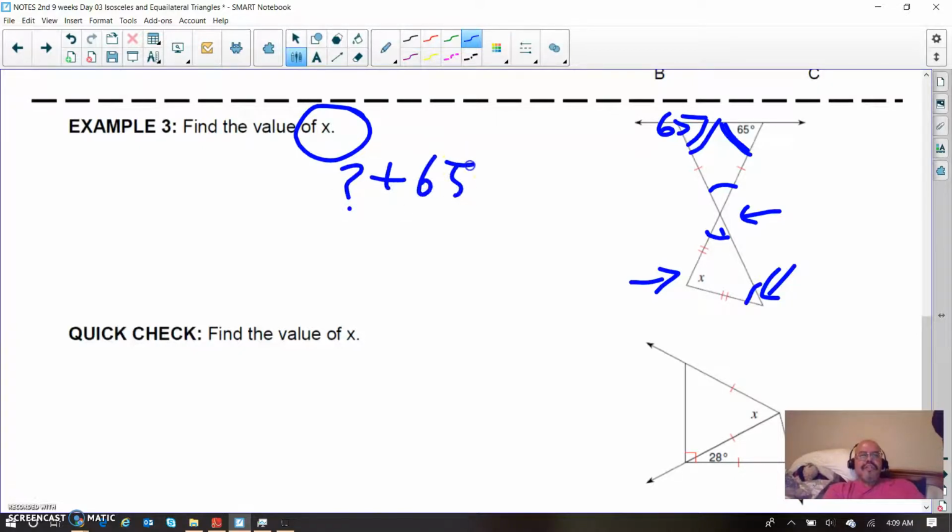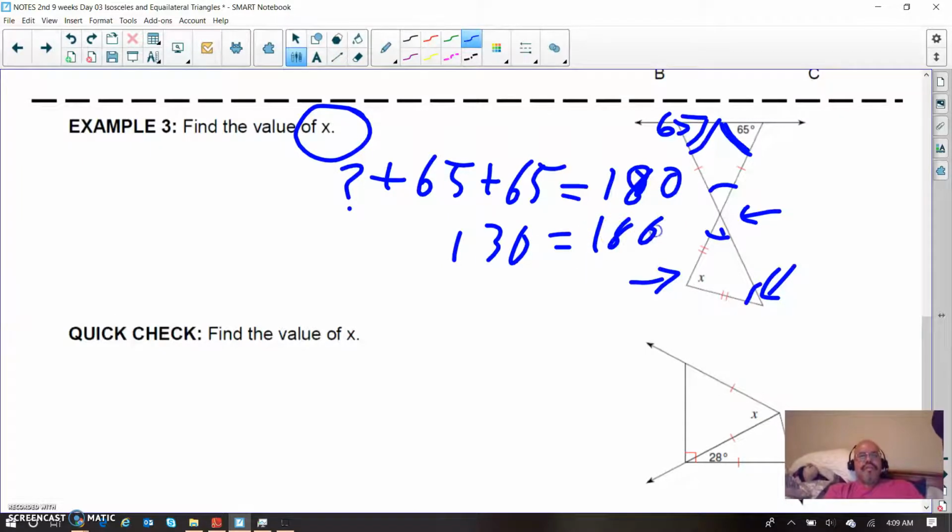Mystery angle plus 65 plus 65 equal to 180. So we're going to go ahead and use that. So this is going to be 70. No, wait a minute. Sorry. Not thinking. So 60 plus 60 would be 120. So it's 130. 180. So the mystery angle is equal to 50 degrees. So that means that this angle is 50 degrees. This one's also 50. And this one's also 50.